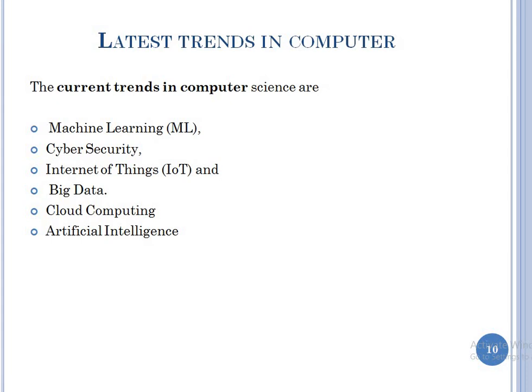Big data. It is a large data set that may be analyzed computationally to reveal patterns, trends and associations, especially relating to human behavior and interactions. Cloud computing. It is the on-demand availability of computer system resources, especially for data storage. Artificial intelligence is used for creating robotics and for creating neural schemas with artificial neural networks.